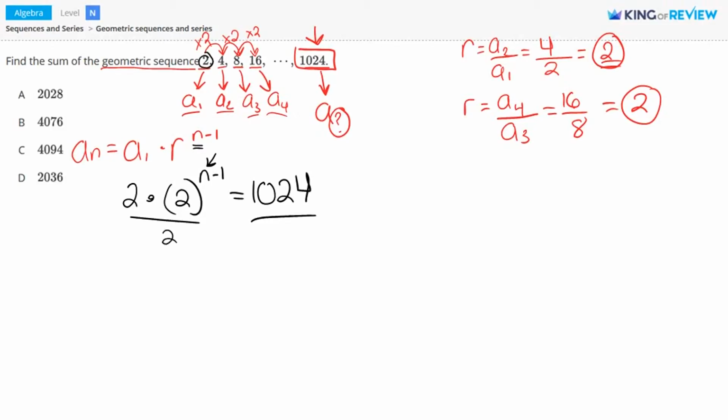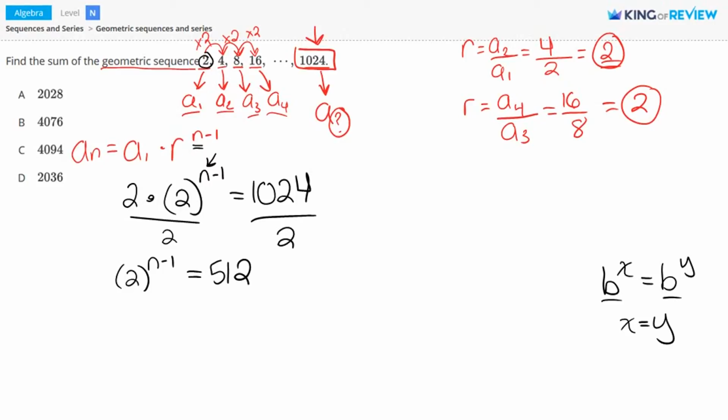Again, we're trying to solve for n. So I'll divide by 2 on both sides. I get 2 to the n minus 1 power equals 512. And now I want you to think about the property that if two powers with the same base are equal, then their exponents must be equal. So if we have a number b to the x power, and this is equal to b to the y power, you can see that the bases are the same, and these numbers are equal to one another. Therefore, we can set the exponents equal to one another. And this rule is true as long as b is greater than 0 and b is not equal to 1.